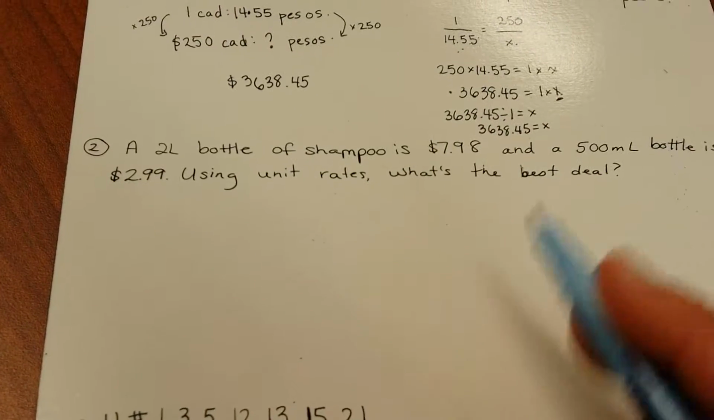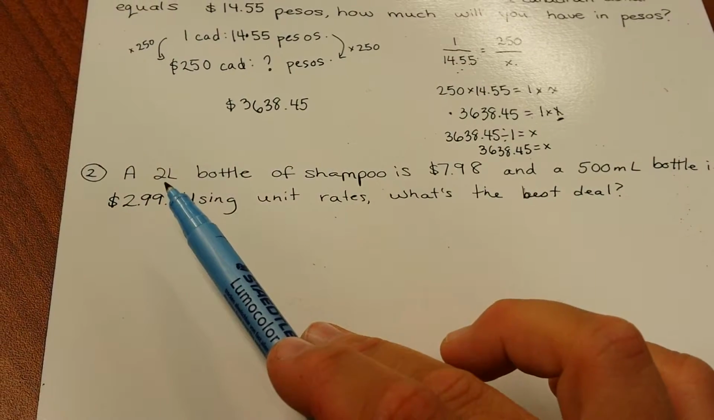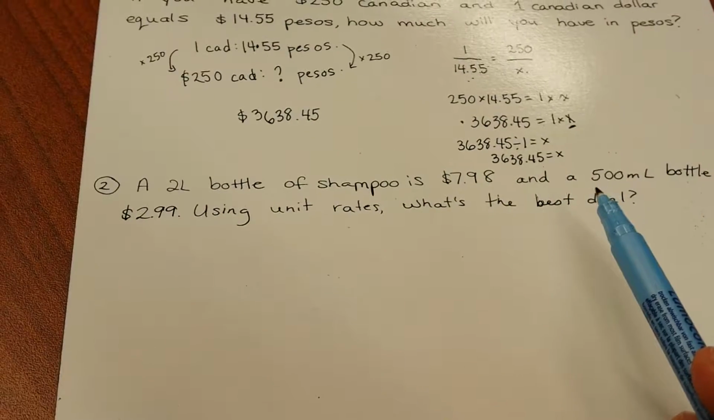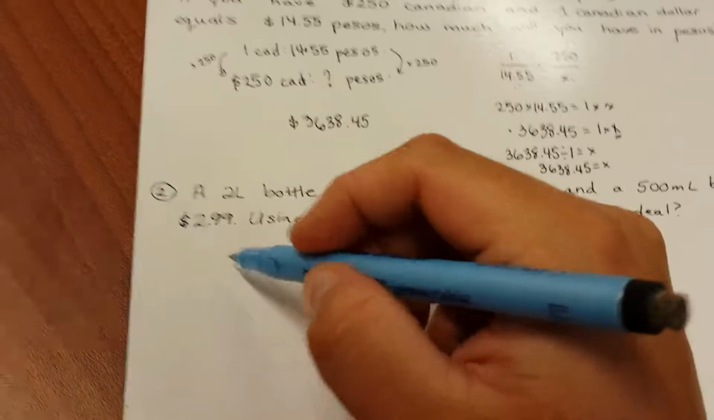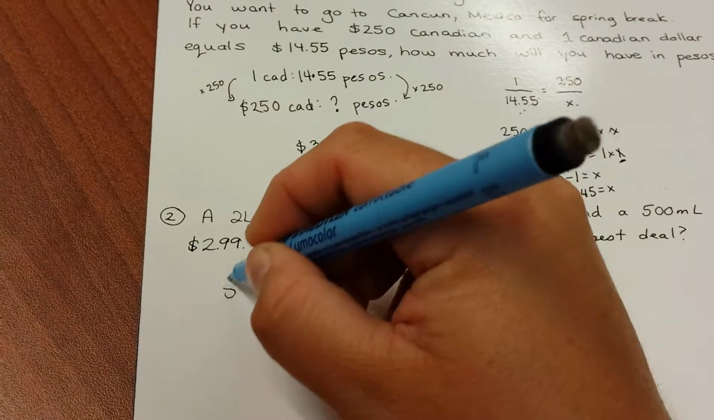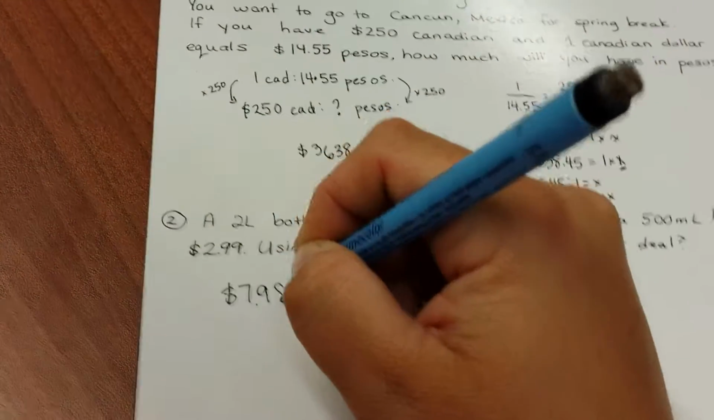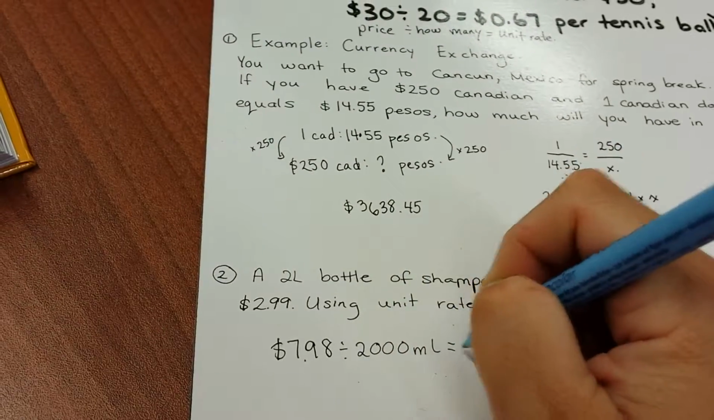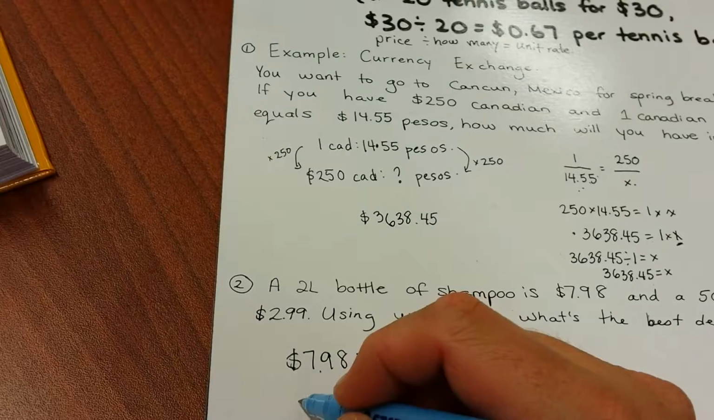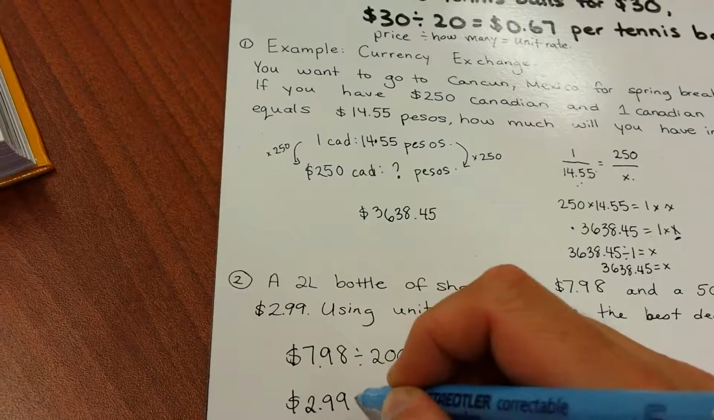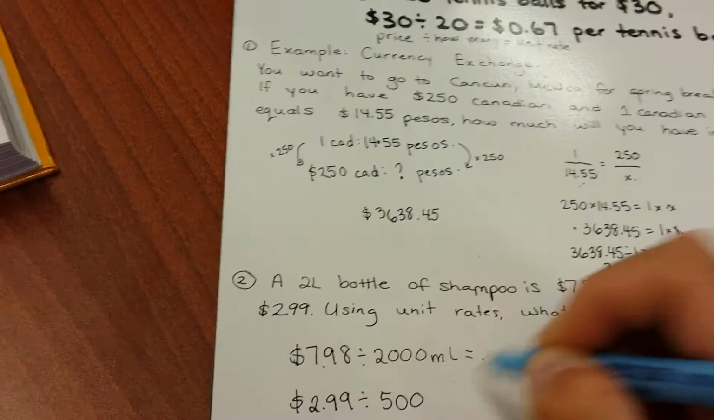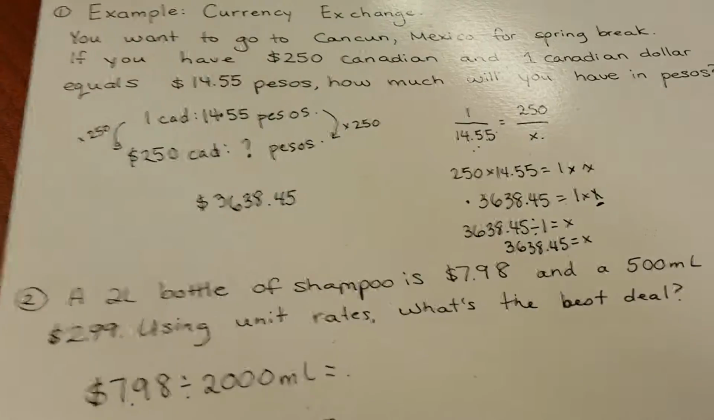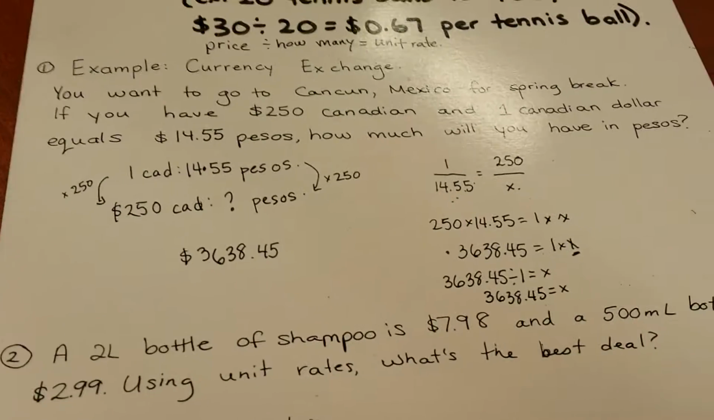So the trick is we have two different rates. Look, we have 2 liters, which is liters, and we have 500 milliliters, which is milliliters. So we want to put them in the same units, so we'll end up with an answer that makes some sense. So if we say the price, $7.98 divided by 2,000 milliliters is going to give us one answer. Okay, and we have $2.99 divided by 500 is going to give us, right, we have the price divided by how much. Okay, so let me put that in my calculator because I don't have the answer right here.